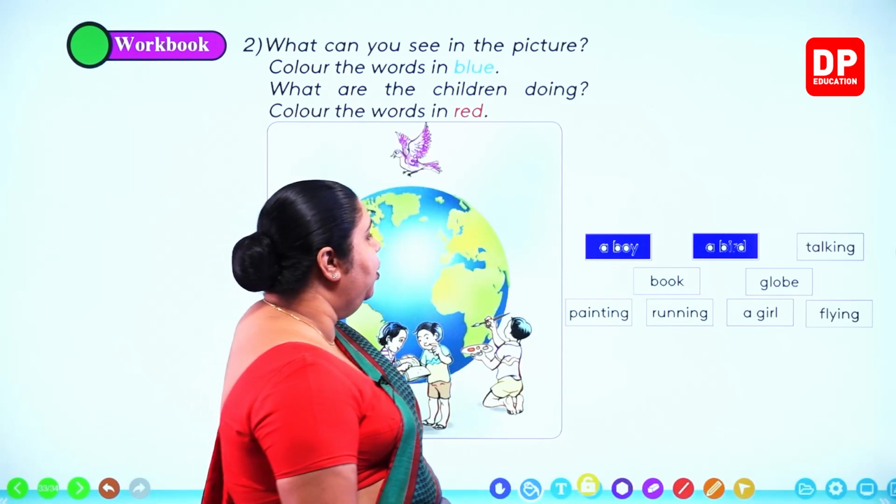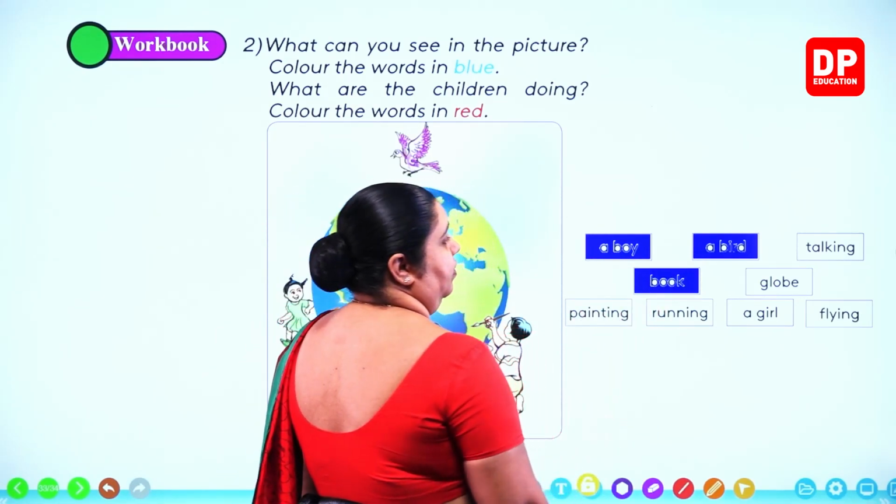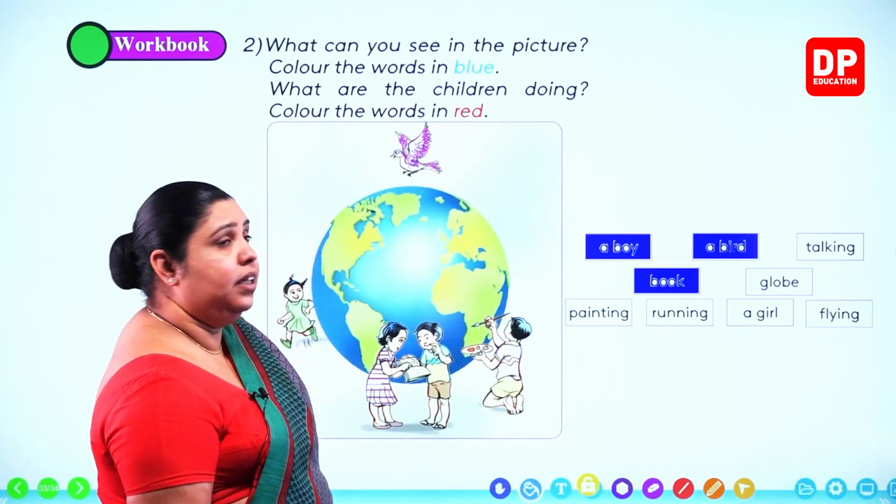Then we have the word book, which is in the picture. Then do we see a globe?